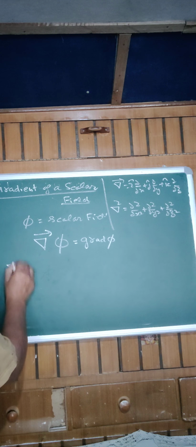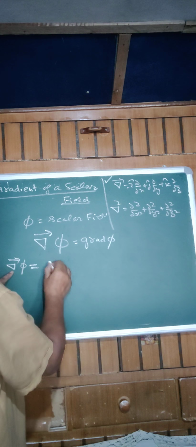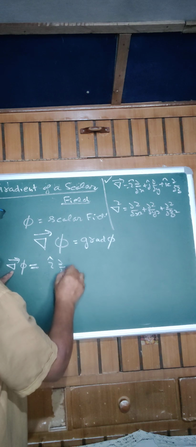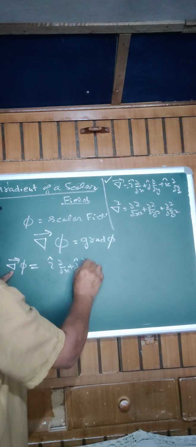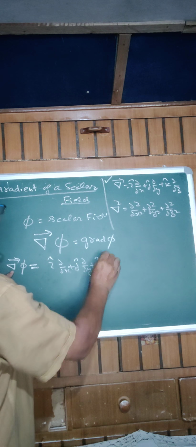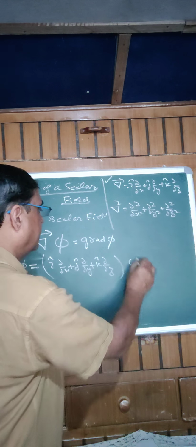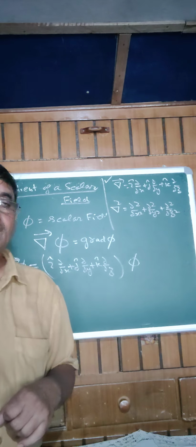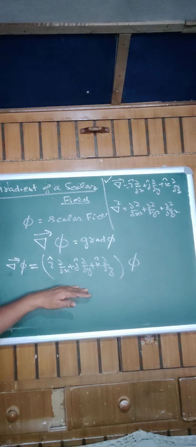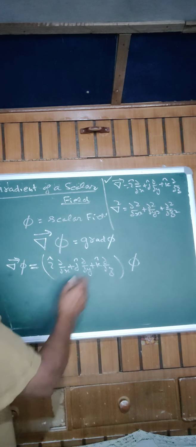So this is what you have, and you write it as grad phi. Mathematically, that is del phi, and grad phi is equal to del, which is i del over del x plus j del over del y plus k del over del z, and along with it phi, so phi you take outside. This is mathematically how we write grad phi. And now you can open up the bracket.